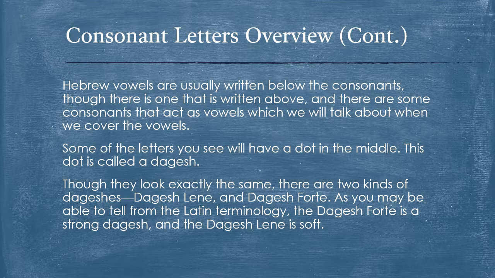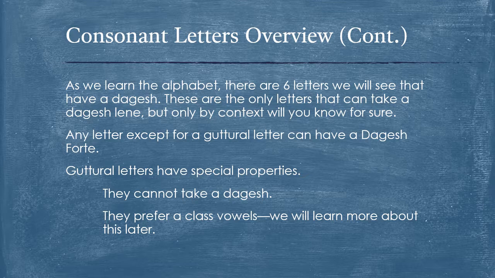Some of the letters that you see have a dot in the middle. This dot is called a dagesh. Though they look exactly the same, there are actually two kinds of dageshes, dagesh lene and dagesh forte. As you may be able to tell from the Latin terminology, the dagesh forte is a strong dagesh, and the dagesh lene is soft. As we learn the alphabet, there are 6 letters we will see that have a dagesh. These are the only letters that can take a dagesh lene, but only by context will you know for sure what kind of dagesh it is.